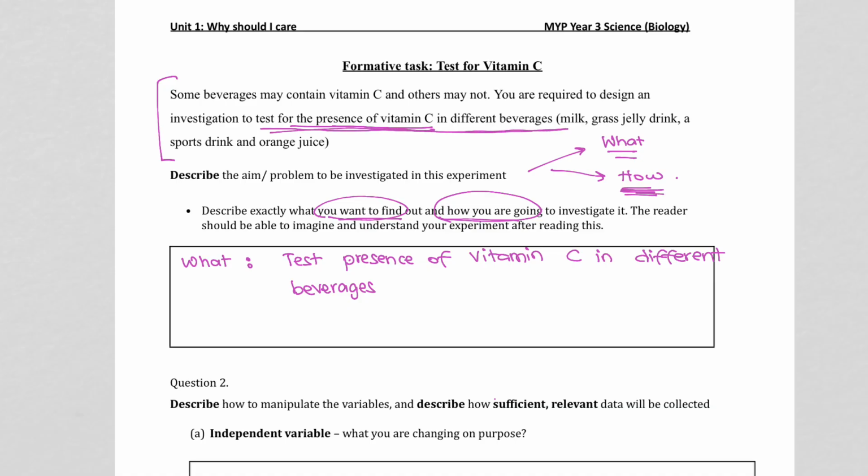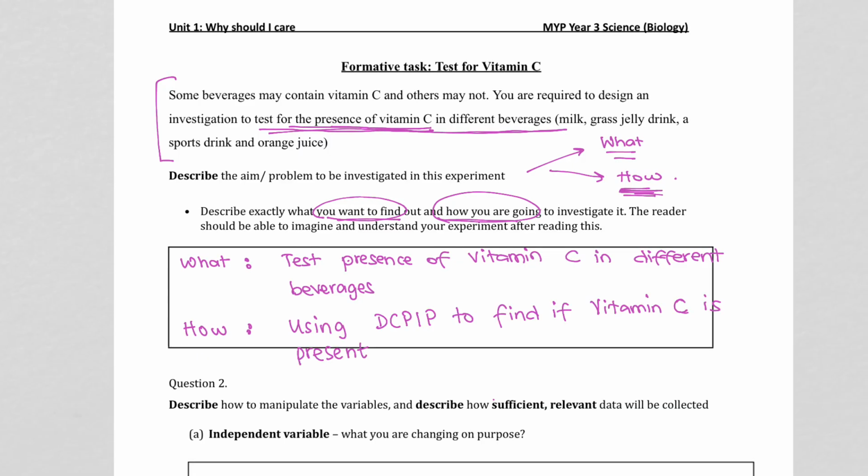How am I going to do that? Now this is going to be briefly about the method that you will use. So you know that vitamin C is tested using DCPIP. So then the how will be using DCPIP. So if you're writing the aim, these two things have to be present in your answer. What are you doing and how are you doing it?